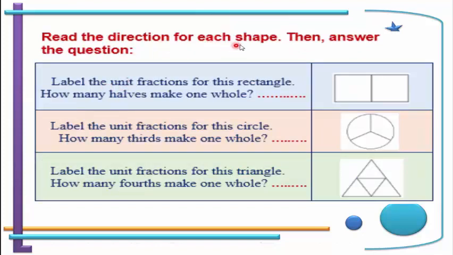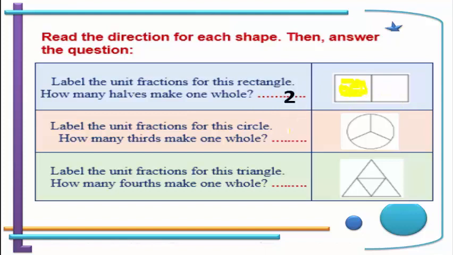Read the direction for each shape, then answer the question. The first one, label the unit fractions for this rectangle. How many halves make one whole? The unit fraction, this part only represents the unit fraction. So, how many halves make one whole? We have 2 halves.